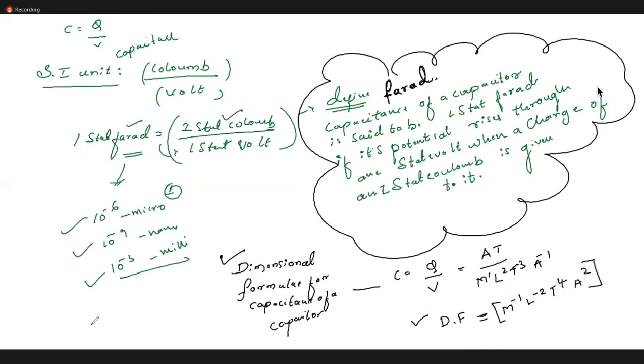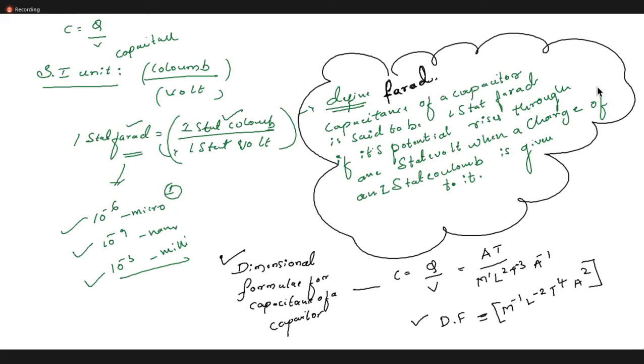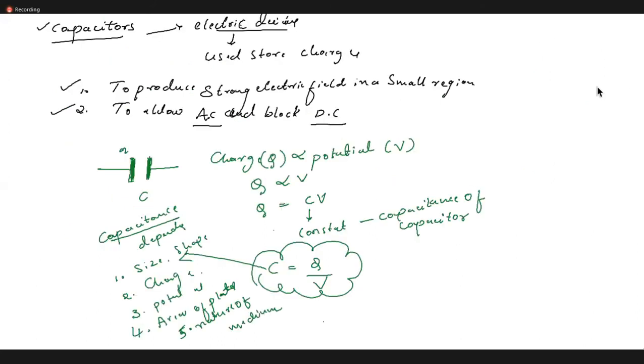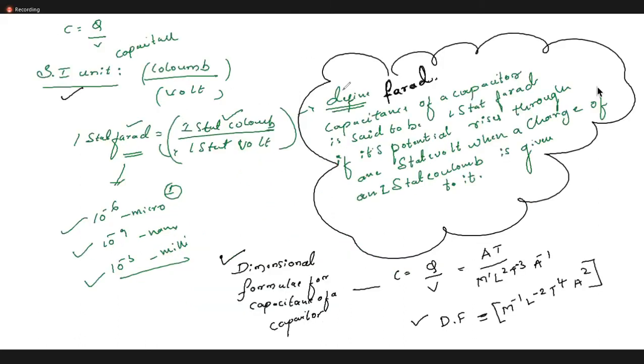You can continue. So let me take the next page. So the capacitance is done. What do you mean by capacitance? What is the use of capacitance? What are the dependence factors? What is the SI unit of capacitance? How are you going to define the farad, and what is the dimensional formula? These are some basic things about capacitance and the capacitor.